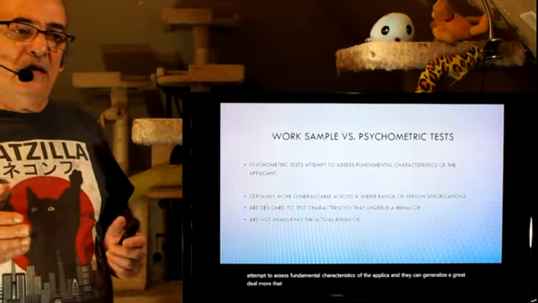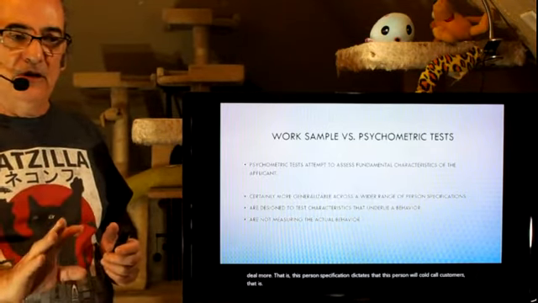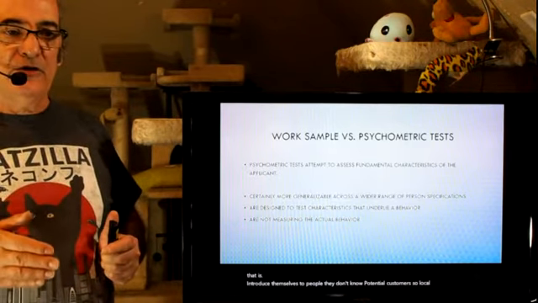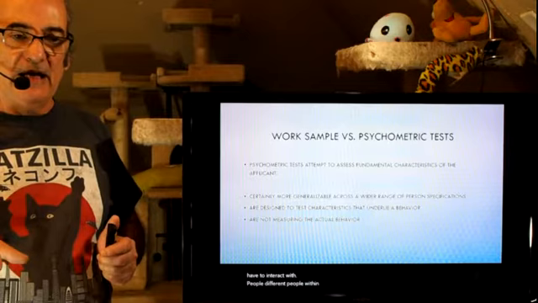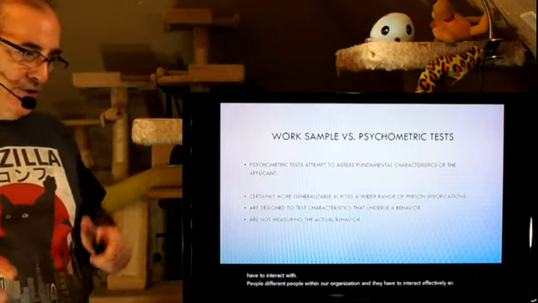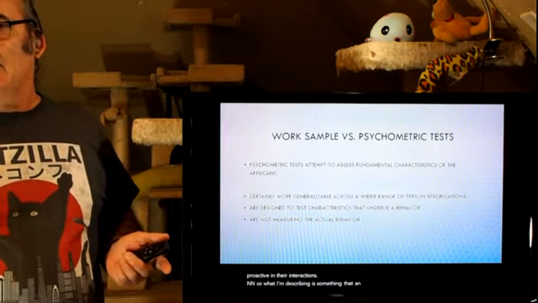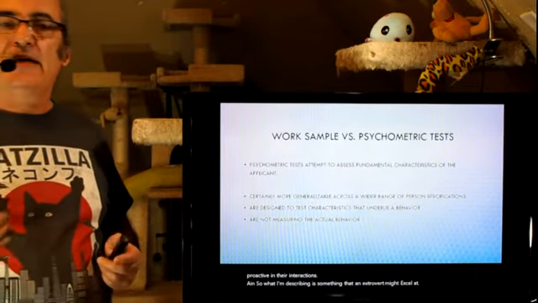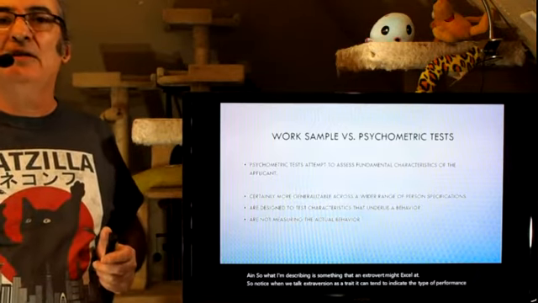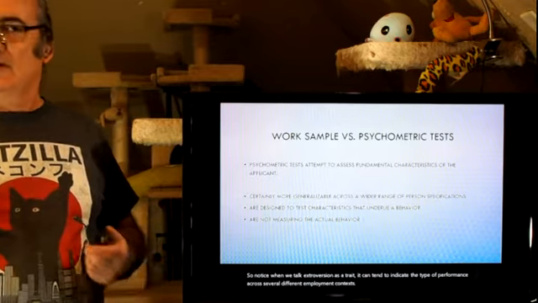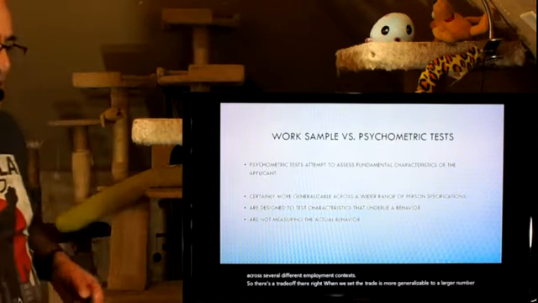That is, the person's specification dictates that this person will cold call customers, that is, introduce themselves to people they don't know, potential customers. They also have to interact with different people within our organization, and they have to interact effectively and be proactive in their interactions. And so what I'm describing is something that an extrovert might excel at. So notice when we talk extroversion as a trait, it can tend to indicate the type of performance across several different employment contexts. So there's a trade-off there, right? When we assess a trait, it's more generalizable to a larger number of aspects of performance.